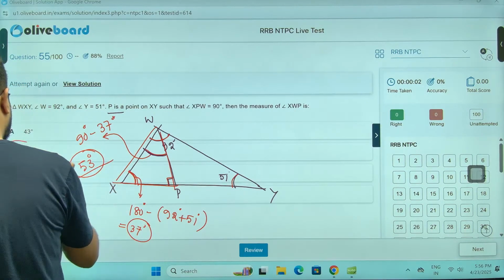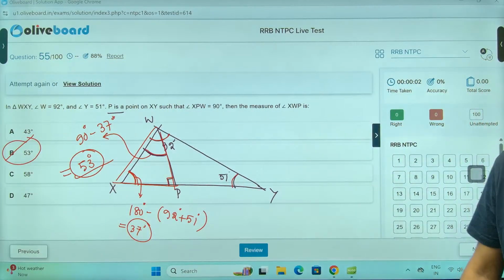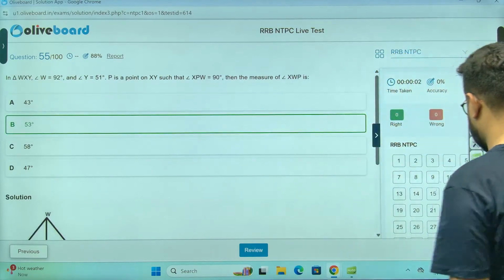53 degrees, option number B. Option number B, sir. Yes, Argamita, Dina, you guys are 100% correct. 53 degrees is the correct answer.